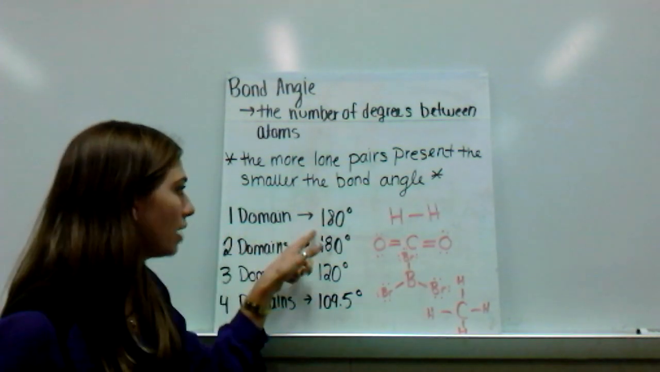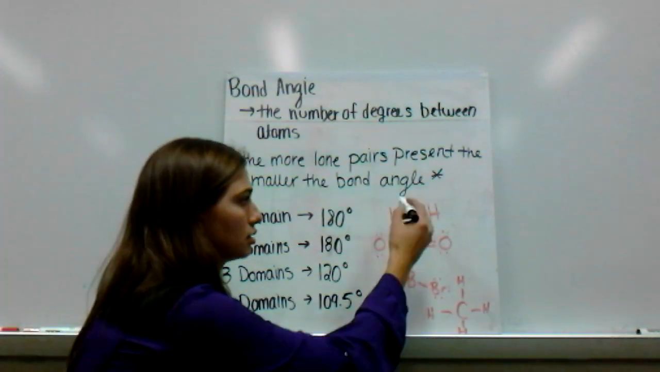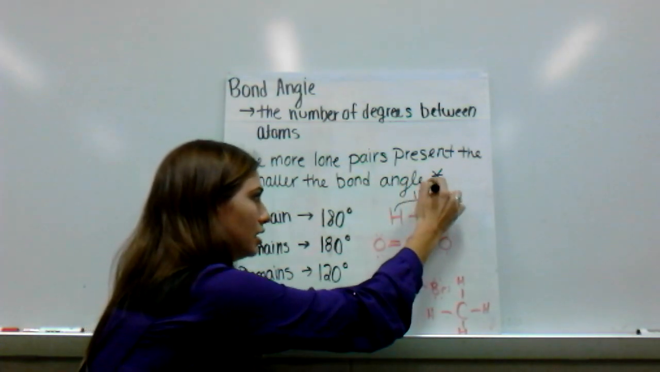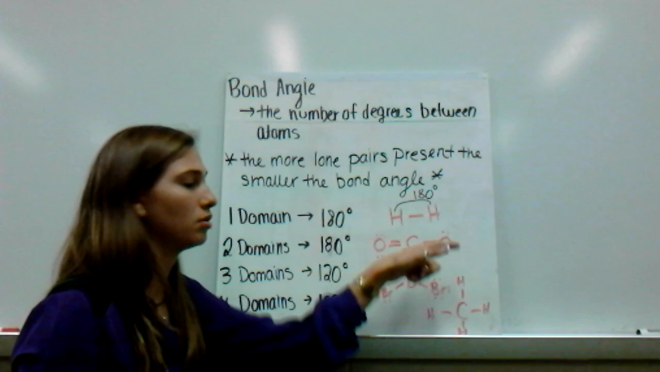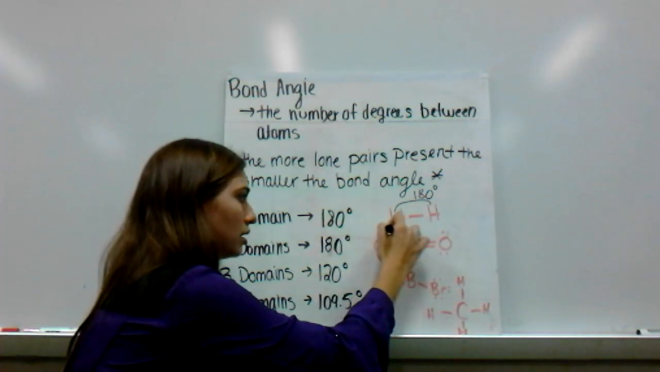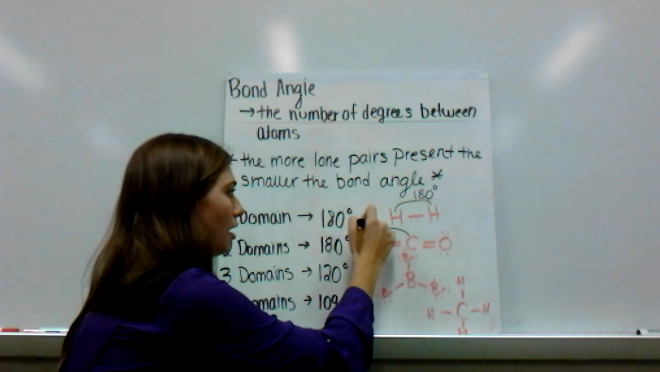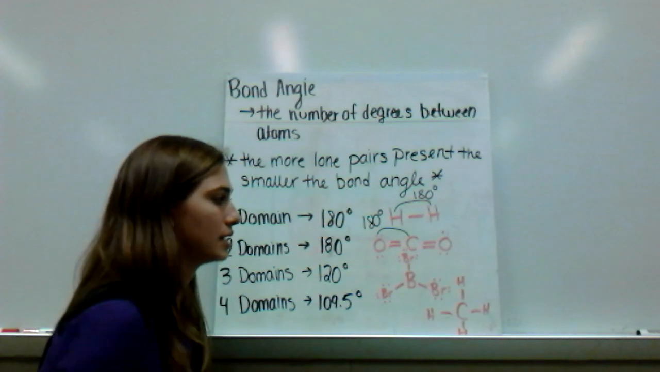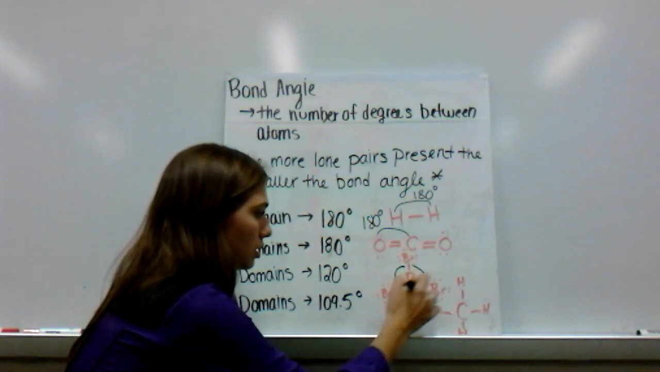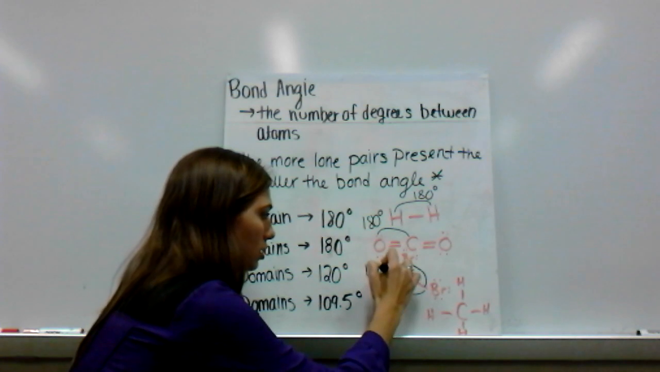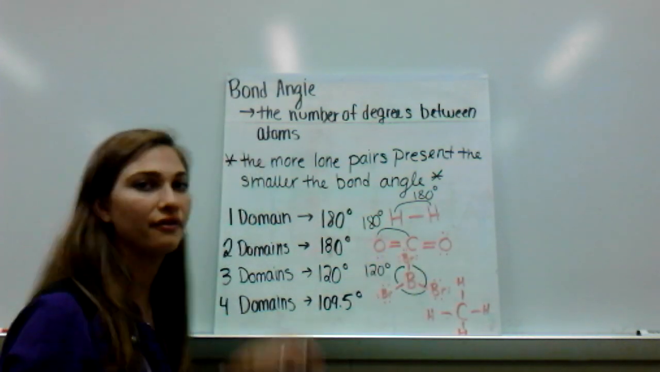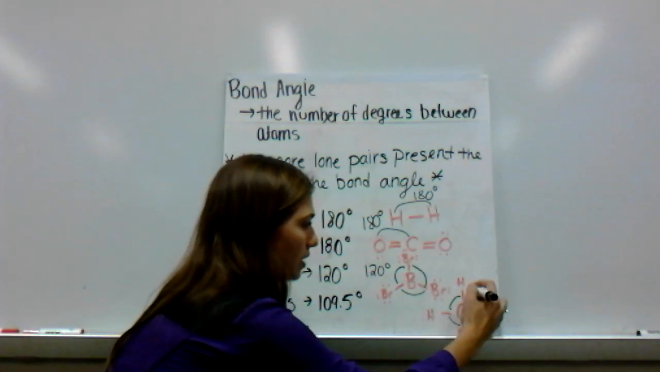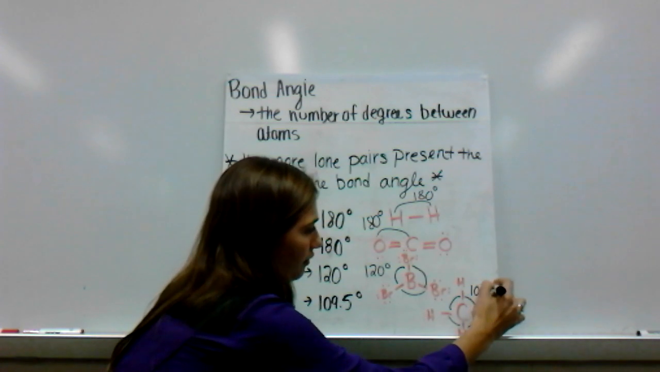When you have one domain, it's going to be 180 degrees. From this atom to this atom is a straight line, and that's 180 degrees. Same thing for 2 domains: the angle from here to here is still a straight line, and that is 180 degrees. When we have 3 domains, like in this example, each angle is going to be 120 degrees. When we have 4 domains, each angle is going to be 109.5 degrees.